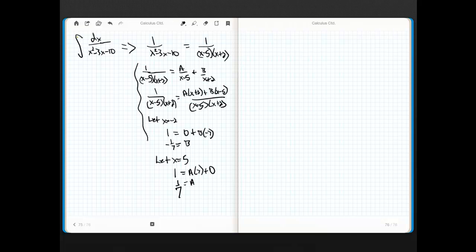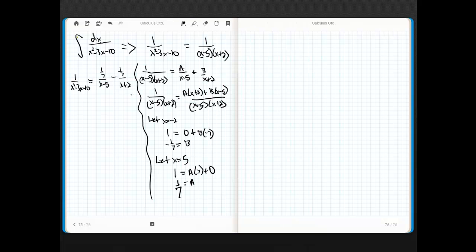Now, what does this imply? I'm going to draw myself a little line right here. This implies that 1 over x squared minus 3x minus 10 can be written as what? 1/7 over x minus 5. Now, b is negative, right? So it's minus 1/7 over x plus 2.